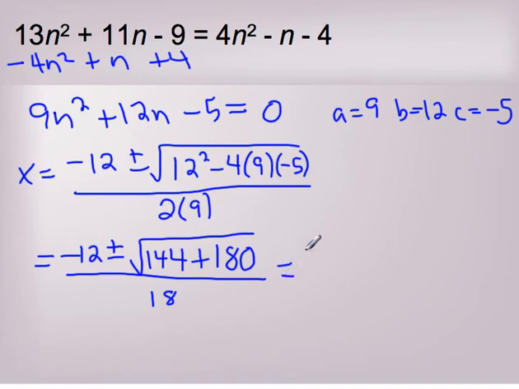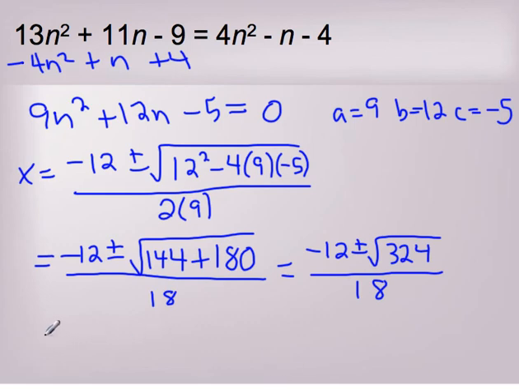Okay, now we continue to do the math. Negative 12 plus or minus the square root of 144 plus 180 is 324. And that's going to be over 18. Okay, continuing to do the math, negative 12 plus or minus, now the square root of 324, that's actually a perfect square, that's going to be 18. And then it'd be over 18 again.